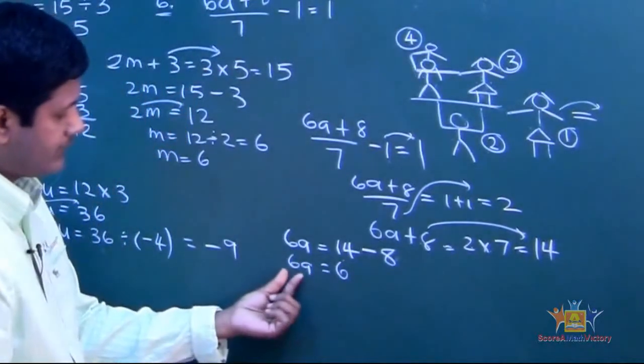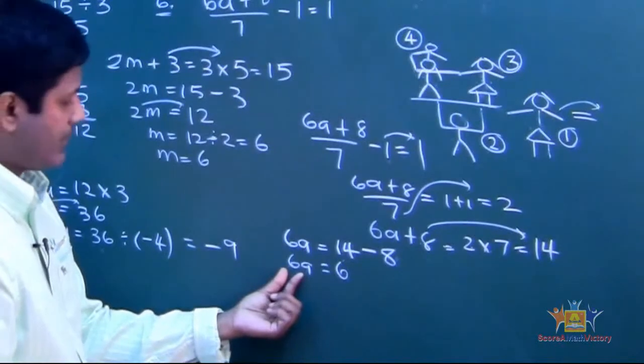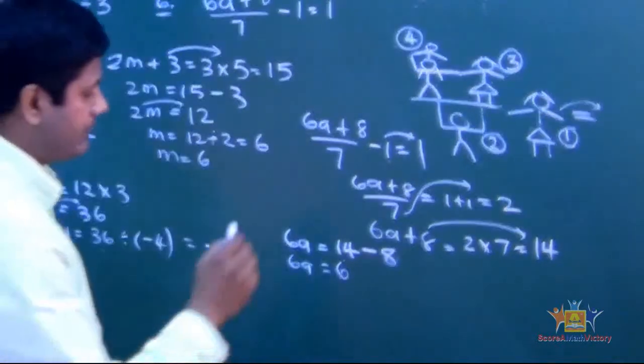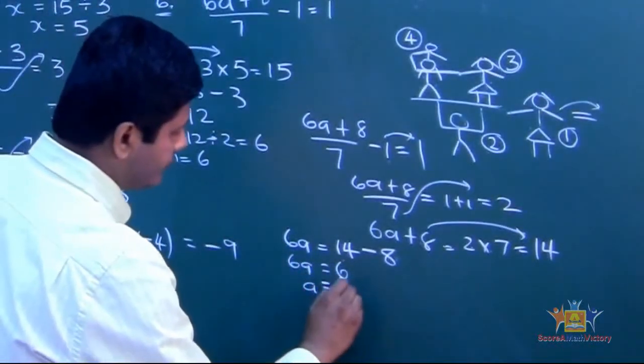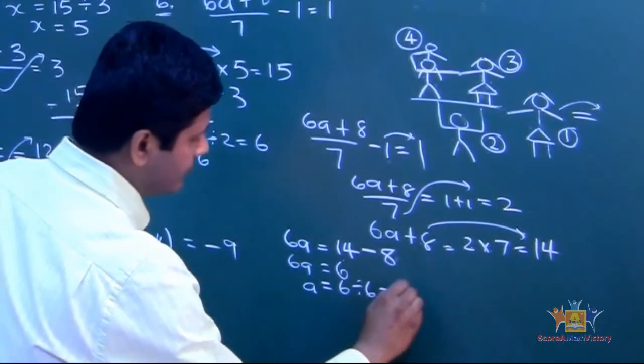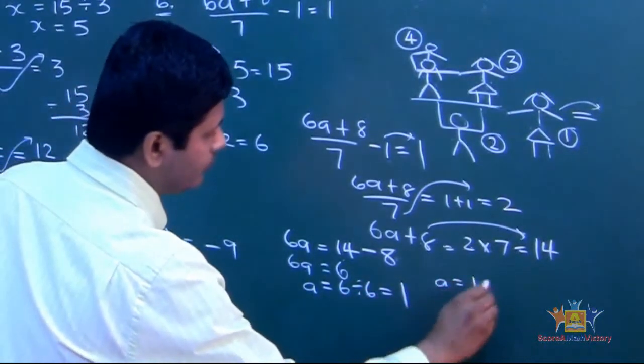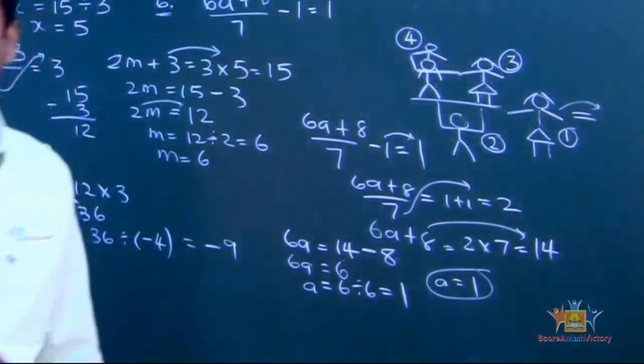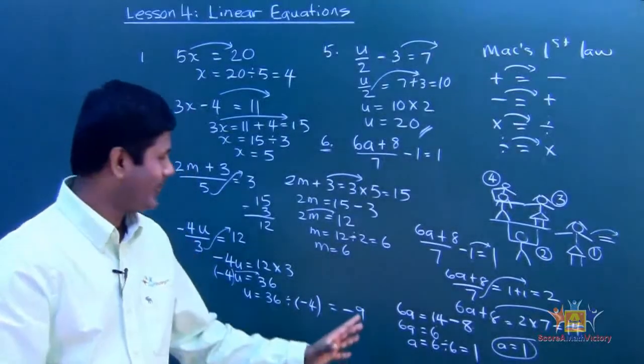Now who's next? The 6. What is the 6 doing? Multiplying. Multiplication crossing the bridge becomes division. So a equals 6 divided by 6, which equals 1. So a equals 1 right there. See that? Pretty easy, isn't it? Very straightforward. Look at that.